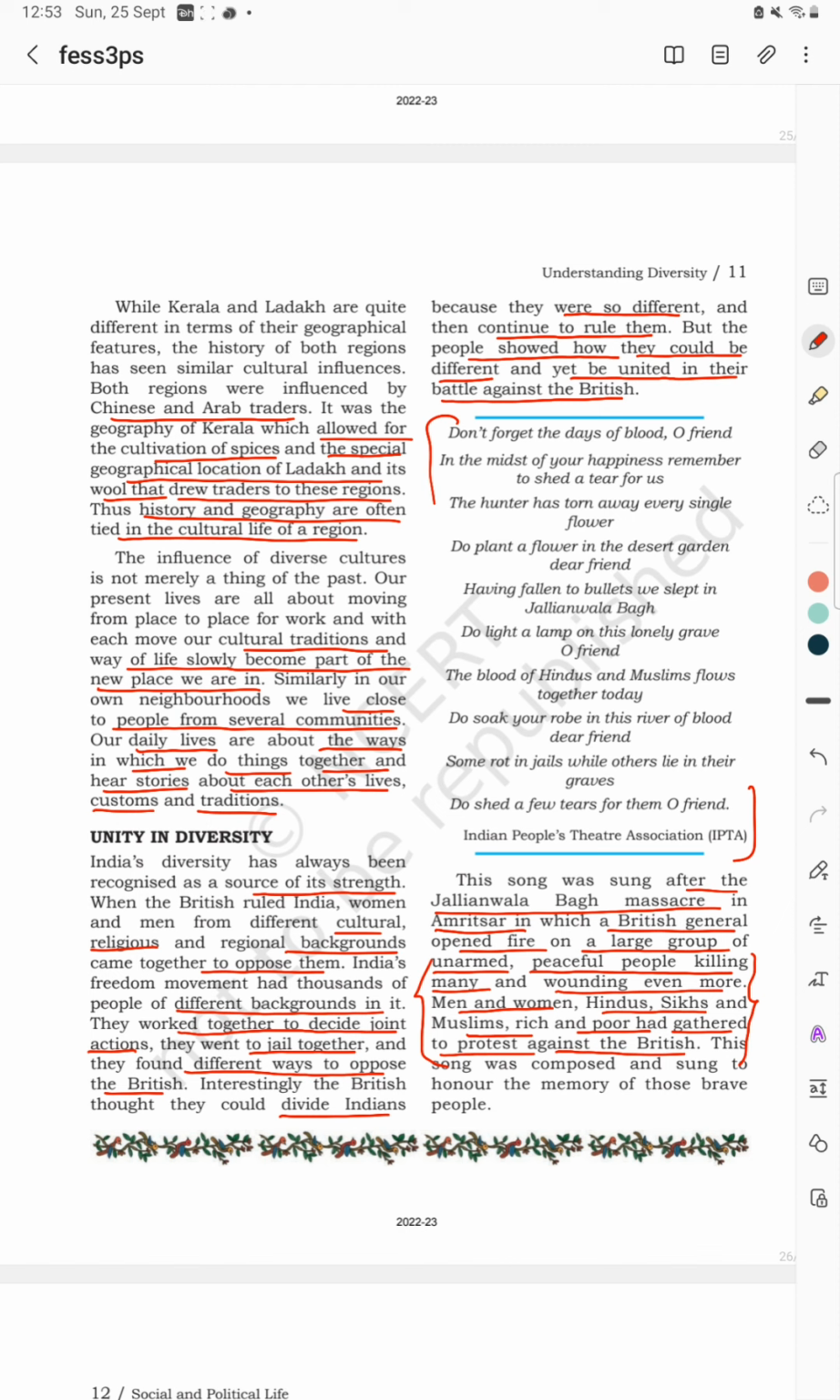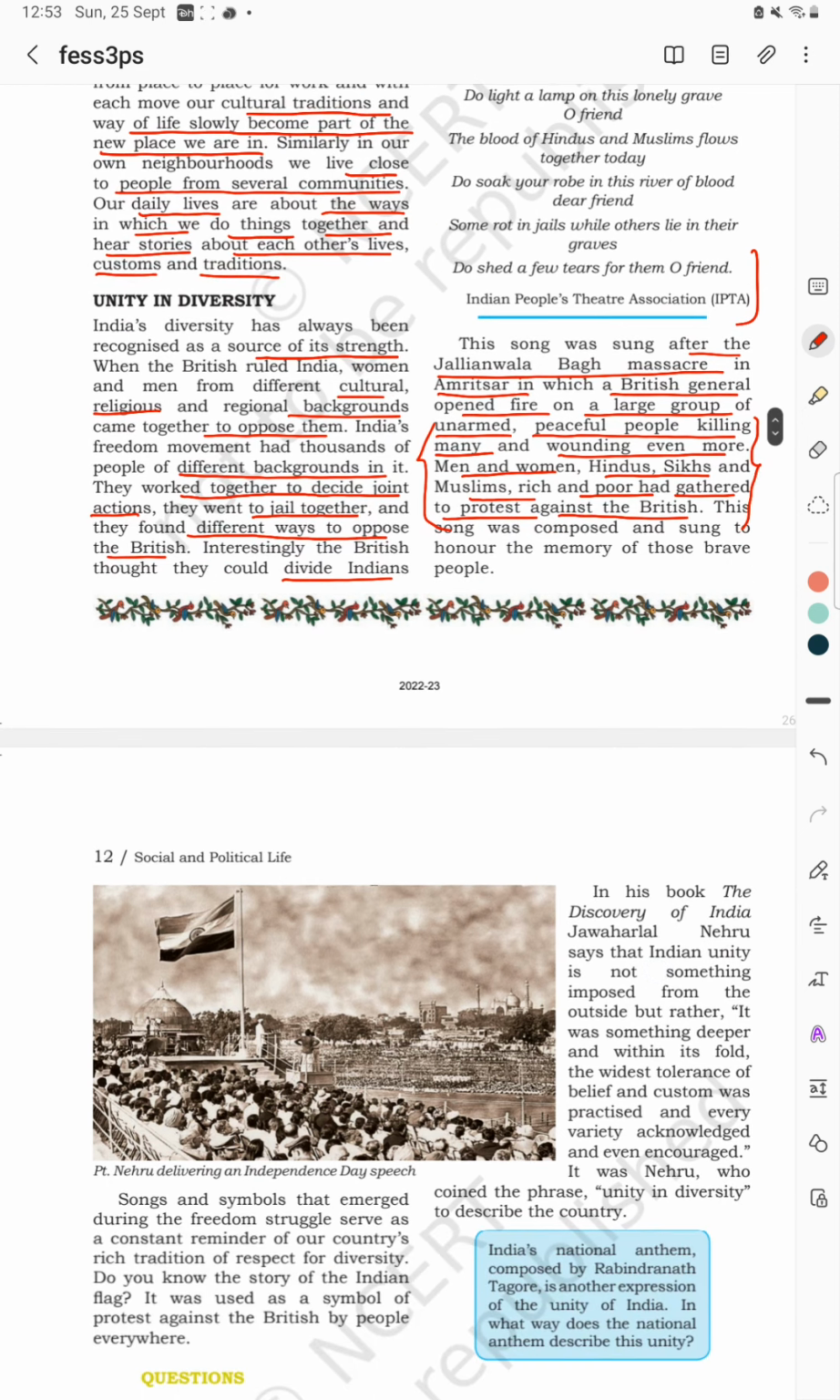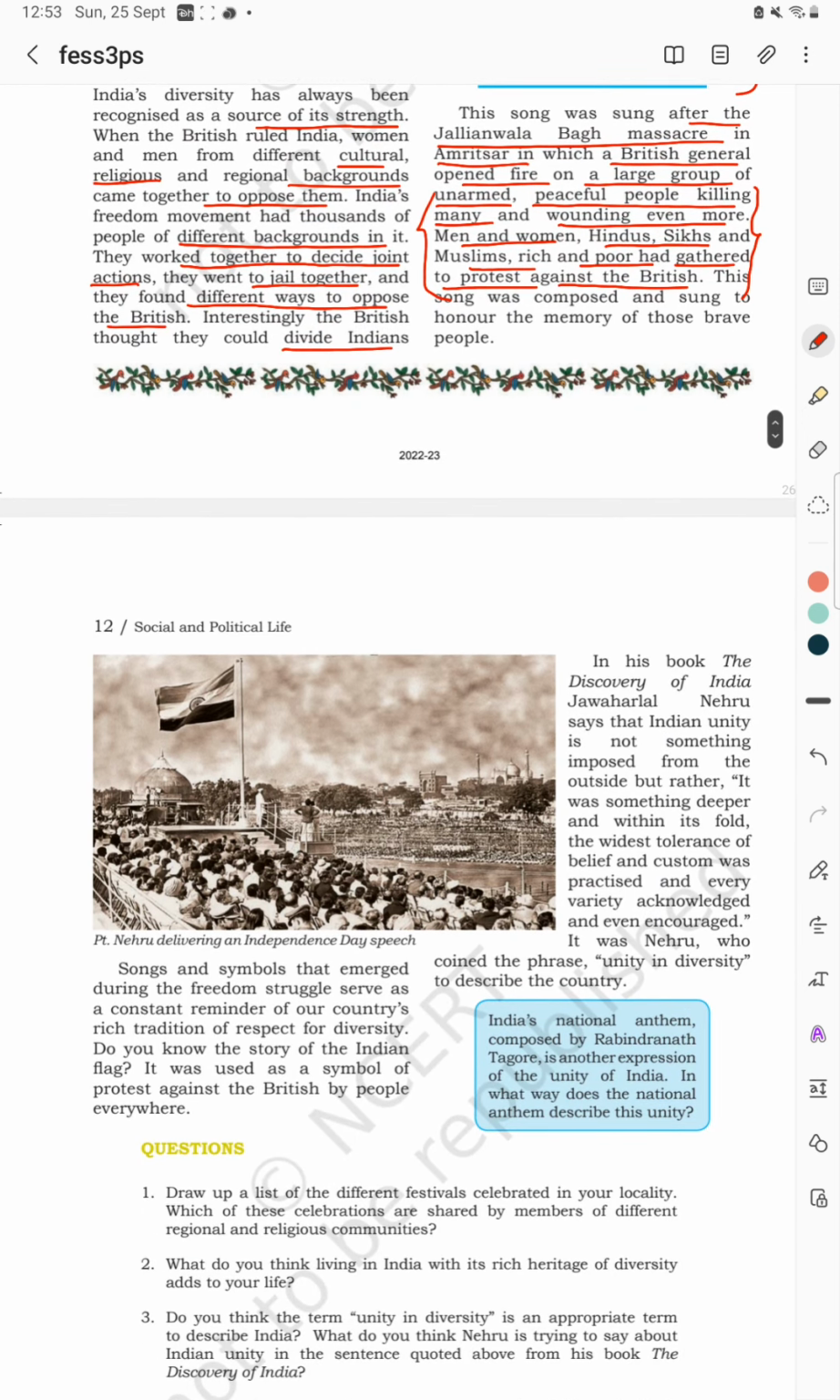So basically, this shows how Hindus and Muslims are united, and we should learn from their unity, that we were united despite being so diverse, and this unity is not imposed on us. It was something that is inherent in Indian people. So songs and symbols that emerged during the freedom struggle serve as a constant reminder of our country's rich traditions of respect for diversity.